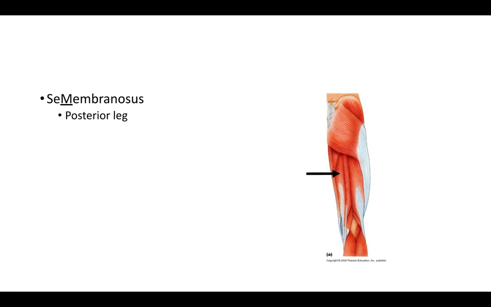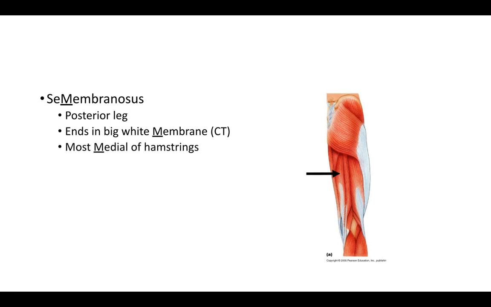So this one, still a posterior upper leg muscle, ends in a large white piece of connective tissue. So there's our M. Semimembranosus ends in a large white connective tissue membrane. And another clue for the M, it is the most medial of the three hamstring muscles. It sits right beside the one that we just saw. The other semi muscle, which was called the semitendinosus, is thin and ends in a long tendon. Move one medial and you get the semimembranosus, which ends in this white connective tissue membrane. So that is the second of our hamstring muscles.